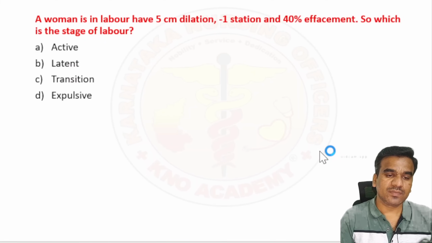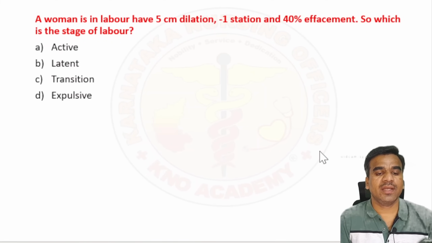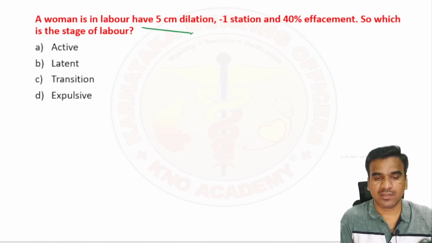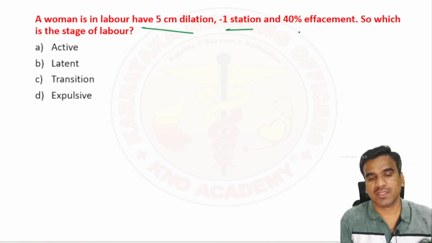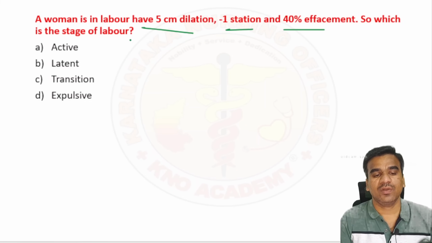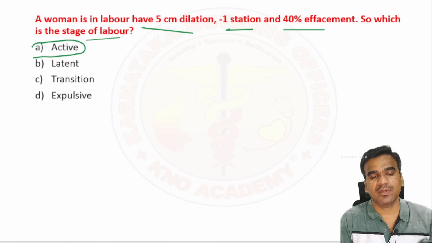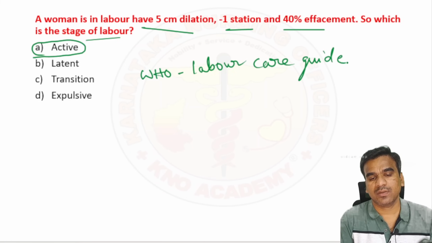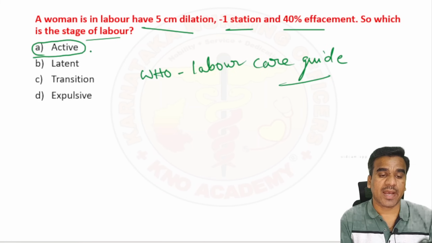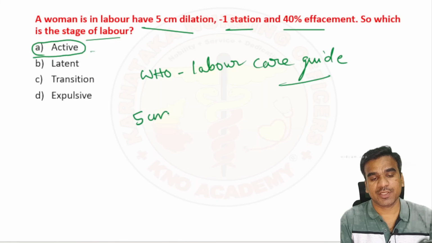Okay, then a woman in labor has 5 centimeter dilatation, minus 1 station and 40% effacement. So which is the stage of labor? This I also explained just one day ago. Here the right answer is the active stage of labor, according to the WHO Labor Care Guide. The right answer is active, with 5 centimeter dilatation.